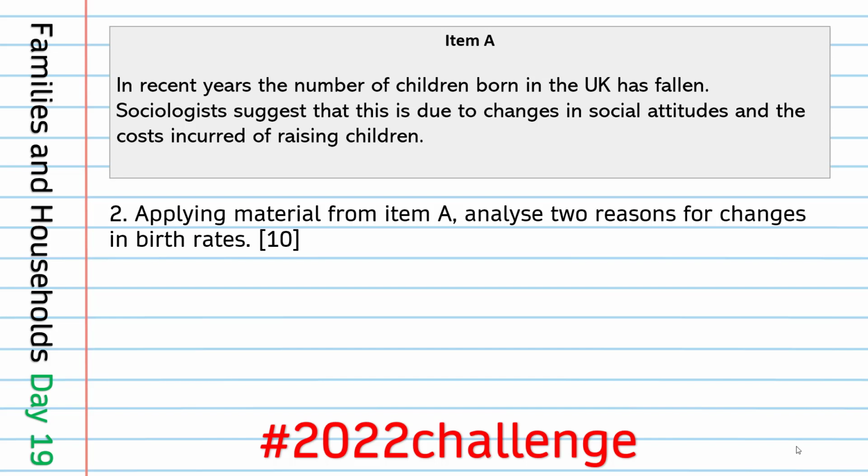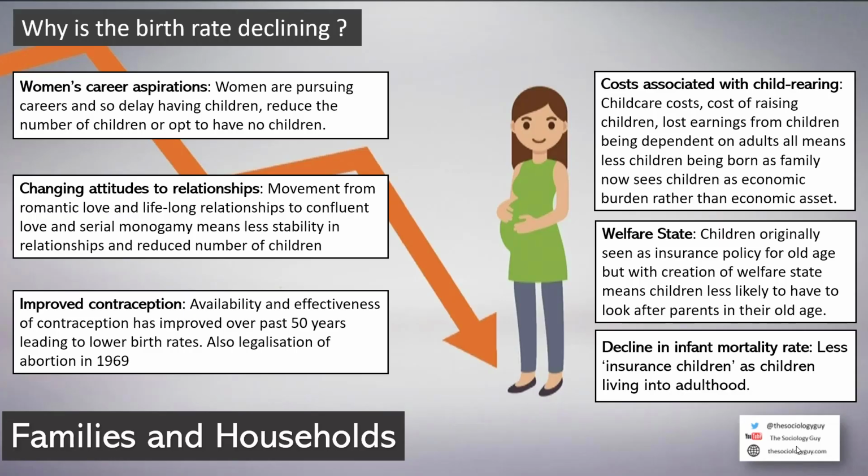Looking at question 2: apply material from A to M, analyse two reasons for changes in birth rates. The links are pretty obvious in there. There are two quite meaty hooks there: changes in social attitudes and the costs incurred of raising children. How I've looked at it here, I've broken it down into a number of different reasons on this graphic. Looking at women's career aspirations, women are pursuing careers and so delay having children, which reduces the number of children.